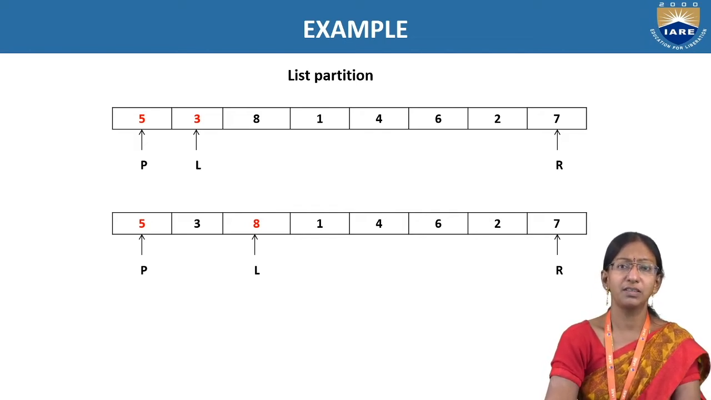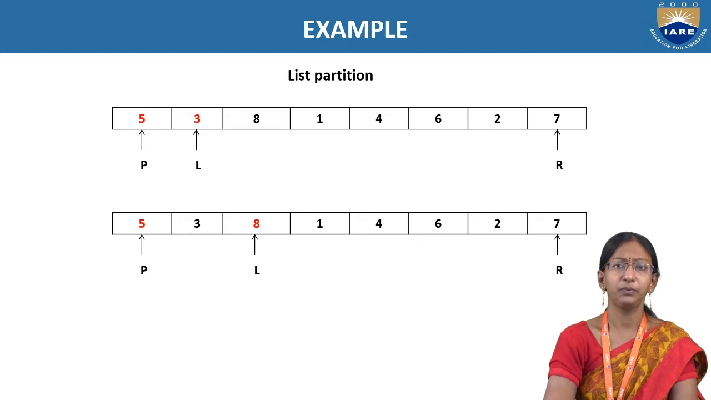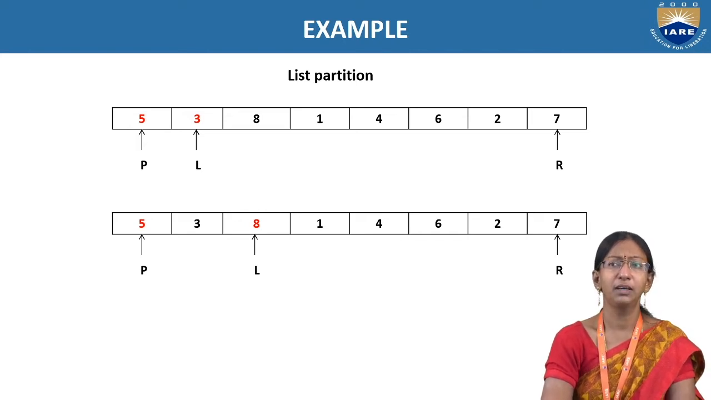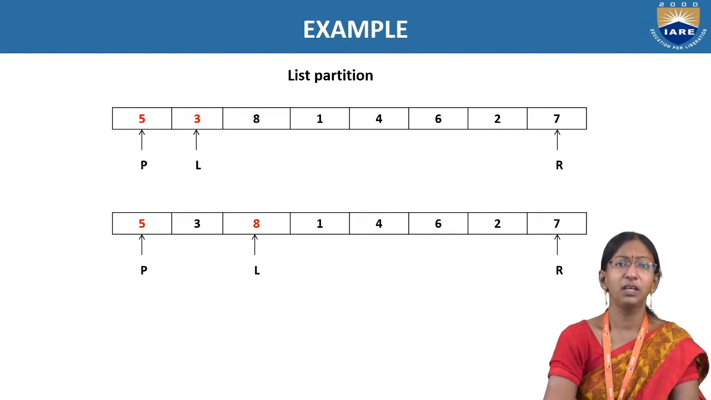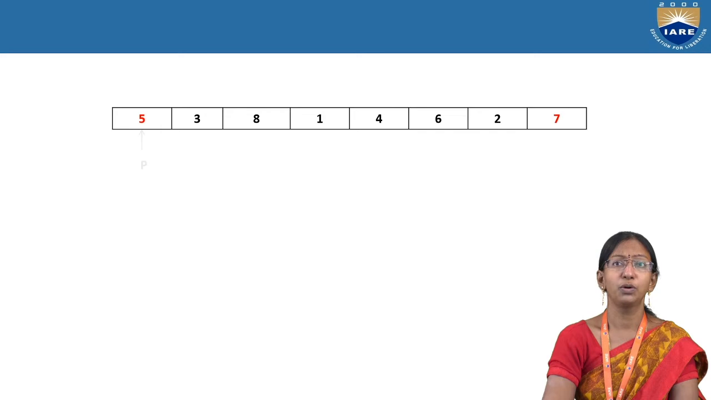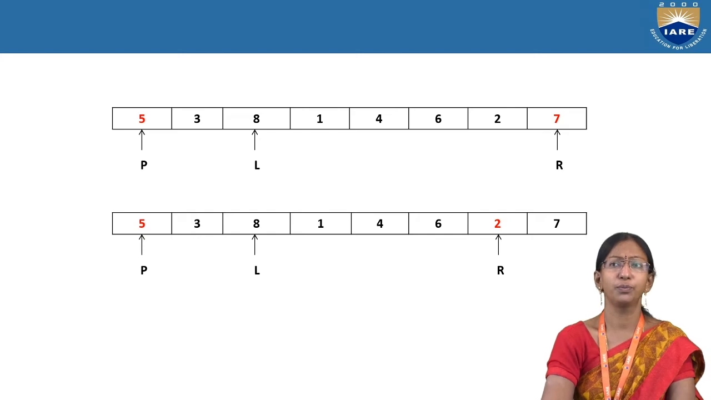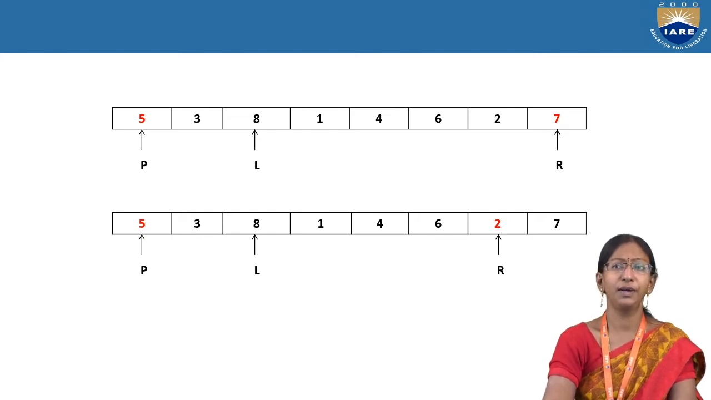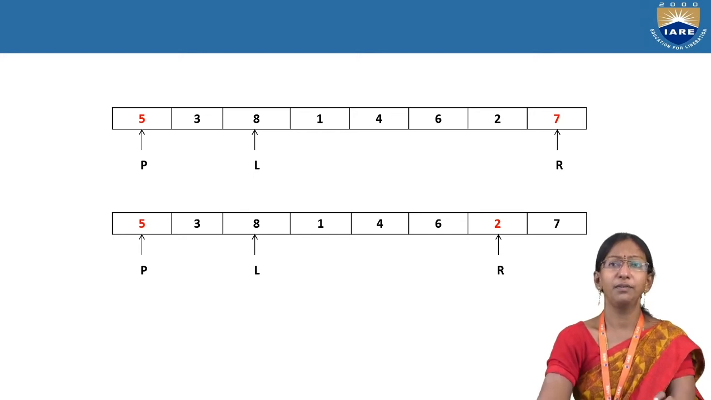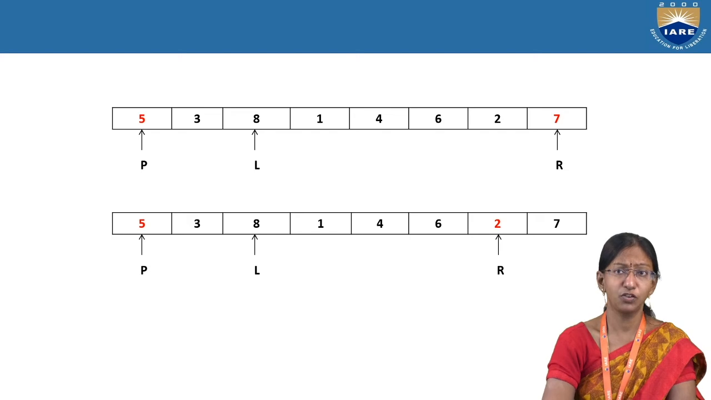Now the process starts with right. The element pointed by right is 7. Is it less than the pivot element or not? It is greater. So shift the same. Right has been shifted to 2. Is 2 less than 5? The condition is satisfied. Now have a look at this picture, the last one.